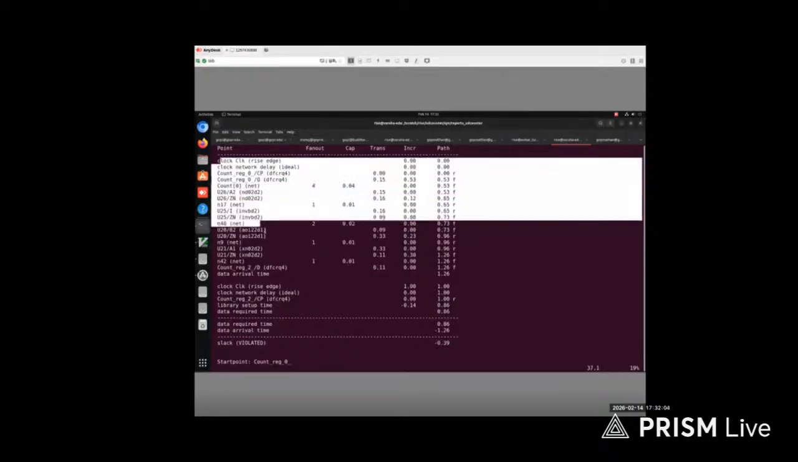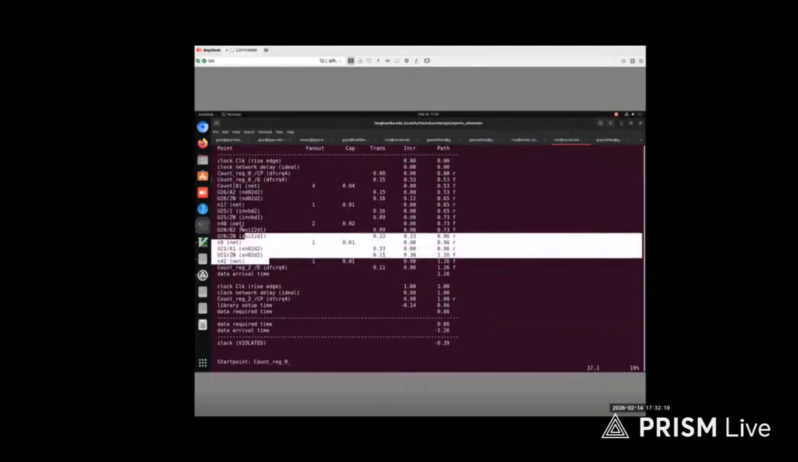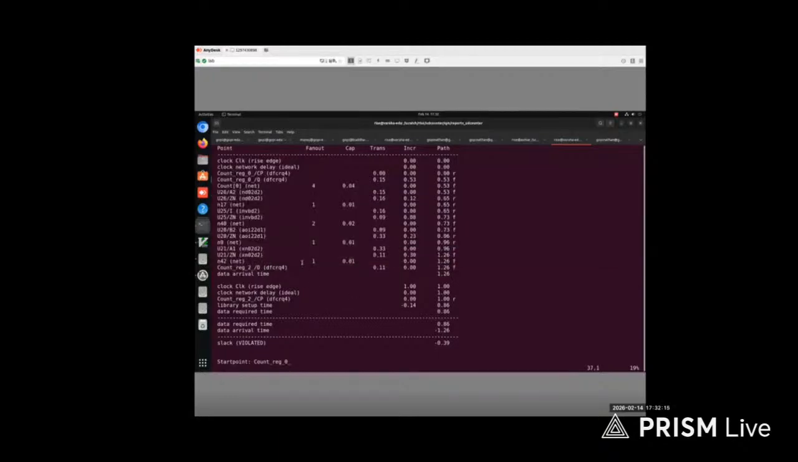This is the net. This is the path. We have the flop here, the source flop and the destination flop. Between that, these many combinational cells are there. Now I can't change anything in the design. My requirement is 1 nanosecond, but I'm still getting a violation of minus 0.39. I wanted to make the slack 0. What else can I do? Let's not waste the time. I will give you 10, 20 more seconds.